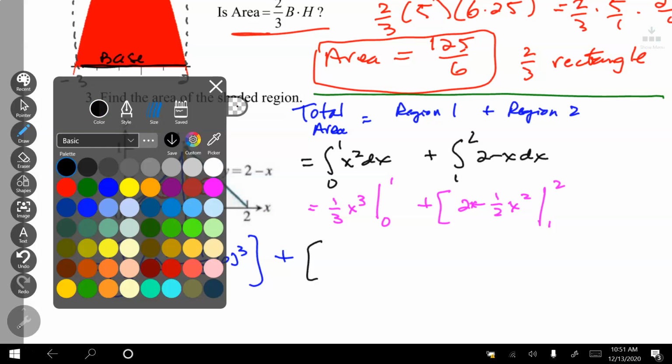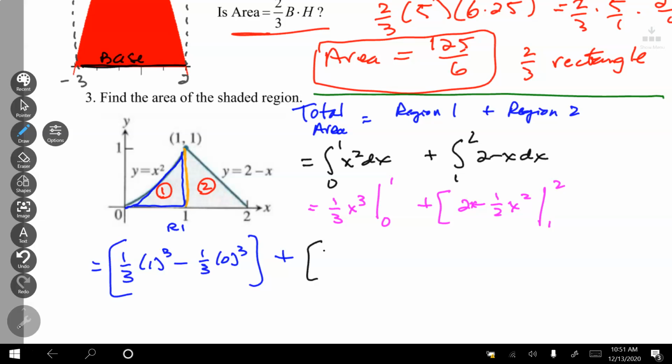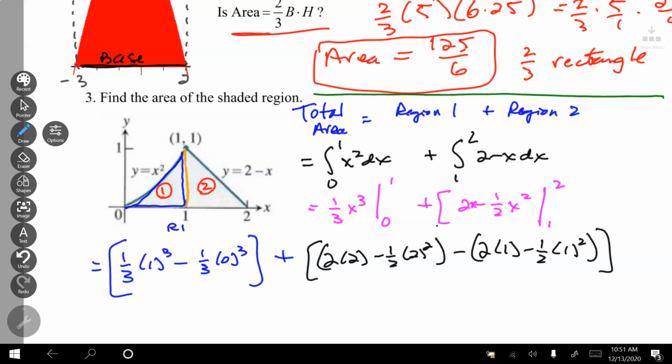So I'm going to plug in 2 here. I'm going to get 2 times 2 minus 1/2 of 2 squared. I got to put that all together because that's my upper. Minus, I'm going to plug in 1. 2 times 1 minus 1/2 times 1 squared. And everything in black is region 2. Like I said, this is my upper minus my lower. And I put this all in.